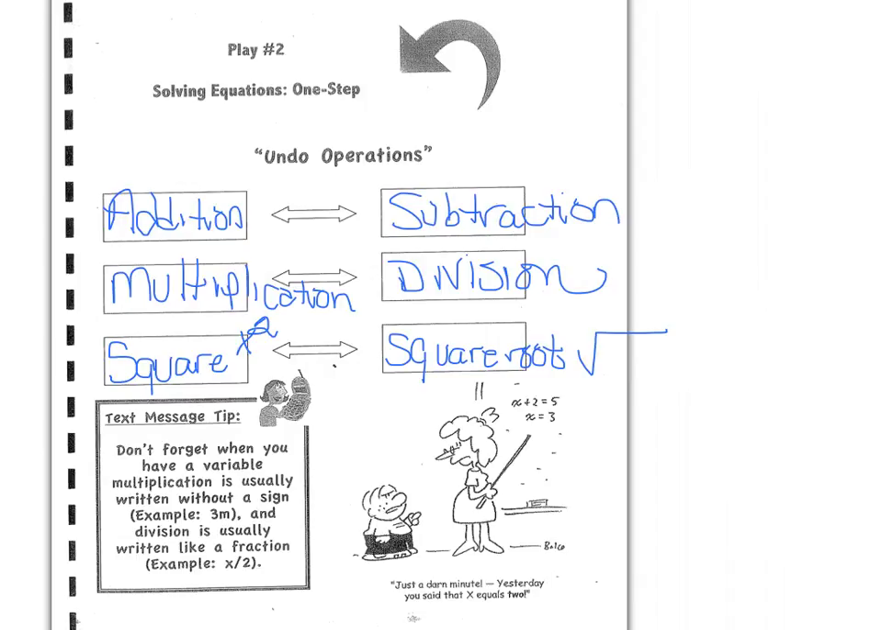Okay, let's look at this little tip down here. This is important to remember. Don't forget, when you have a variable, multiplication is usually written without a sign. Example, 3m. And division is usually written like a fraction. Example, x over 2. Now that we're doing algebra, our days of seeing the division house are pretty much over. We will be using fractions as division problems almost all the time.